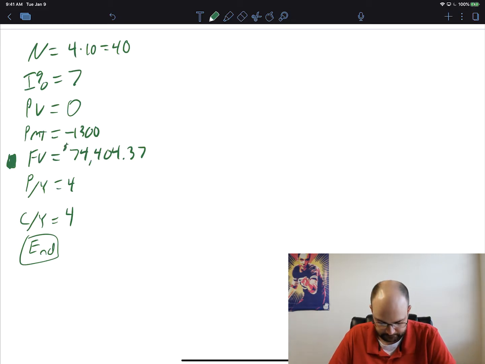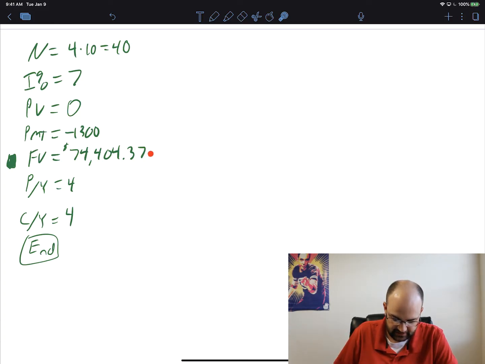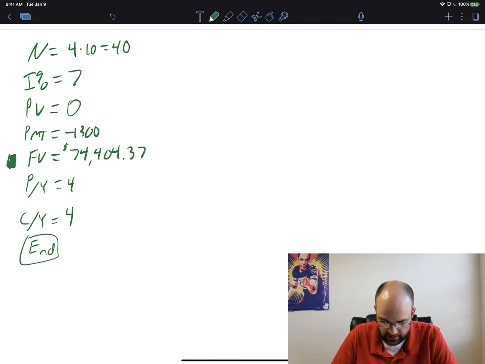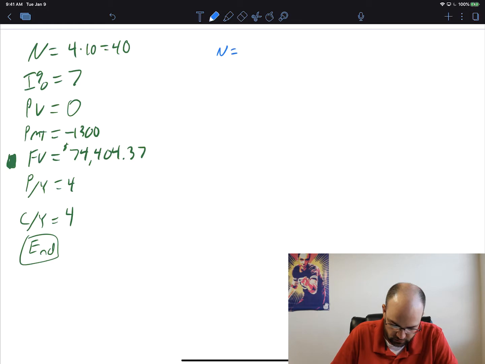There you go. Awesome. Now, this is the future value. That's how much is in the account at age 60. And then she's going to take this and plug that into the new one, I guess. The easiest way of saying that. So again, we're going to do a new annuity.